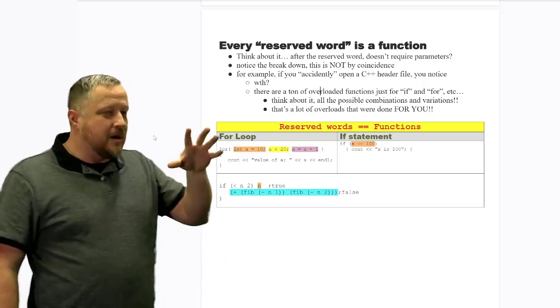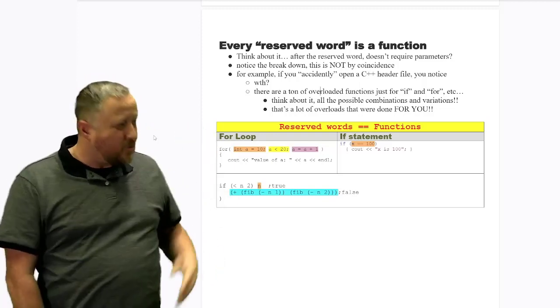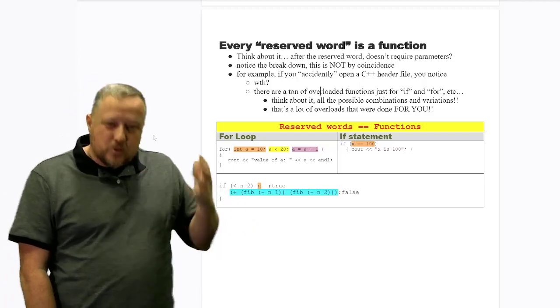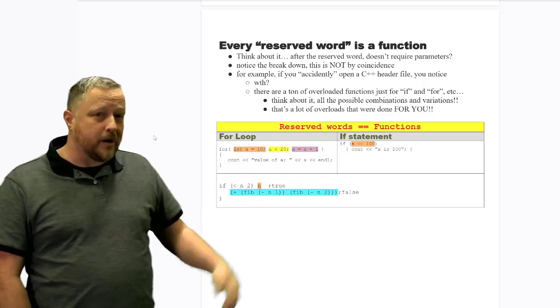So notice every reserved word that you've used in any of the languages that you know really are functions. It's really part of a functional language. And that's what we're now exploring in Scheme.